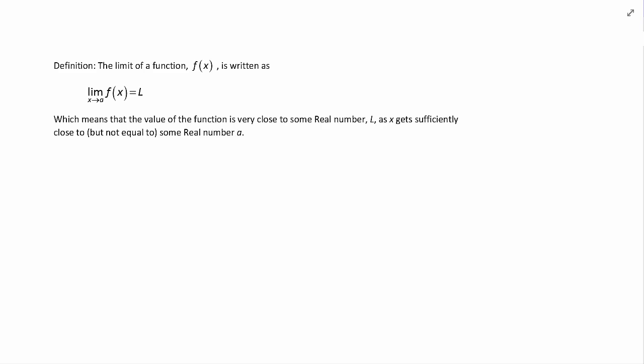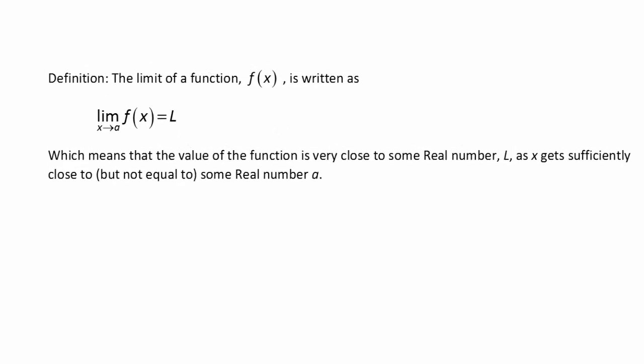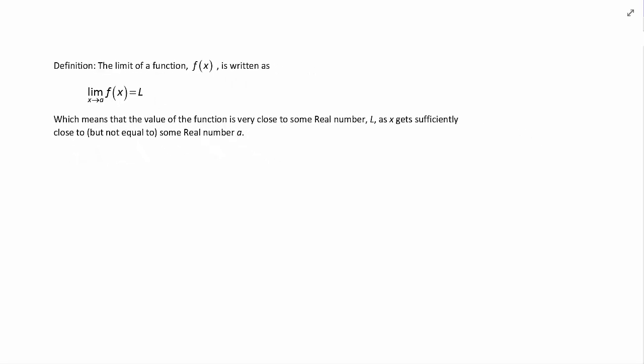Definition. The limit of a function f of x is written as the limit of f of x equals L as x approaches a, which means that the value of the function is very close to some real number L as x gets sufficiently close to, but not equal to, some real number a. So you could have x approaching a either from above or below a, and the value of f of x gets closer to L as x gets closer to a.